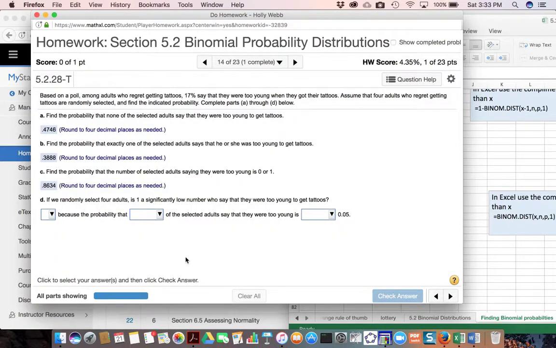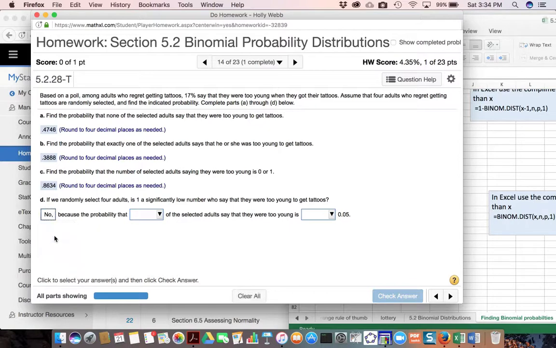Now, here's an interesting question. If we randomly select 4 adults, is 1 a significantly low number of adults who say they are too young to get tattoos? Now, significantly low or significantly high means that the probability of that number or fewer happening is going to be less than 0.05. But if we look at the probability of 1 or fewer, it is 0.86, so it is not less than 0.05.